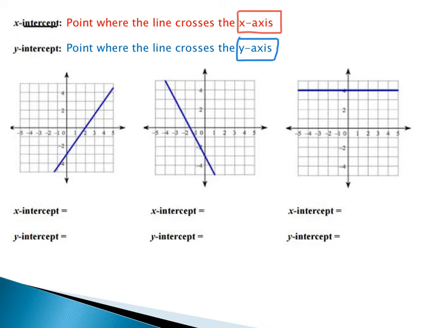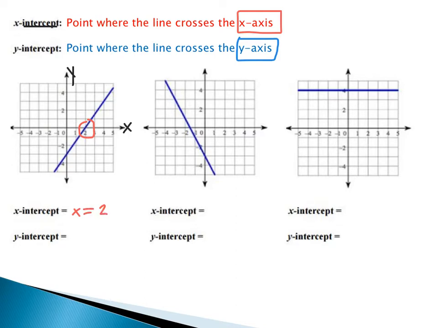So first, given a graph of a line, can we identify where these two intercepts are? Looking at the first example, we have a graph, and here's our line in blue. Just to review from last section, the axis that goes left and right is called the x-axis, and the axis that goes up and down is the y-axis. The x-intercept is the point where the line crosses the x-axis. Where does the line cross? Pretty obvious here that the line crosses at 2. So the x-intercept is at x equals 2.